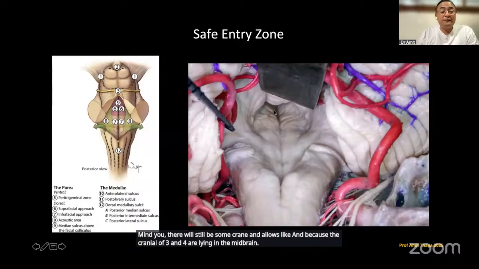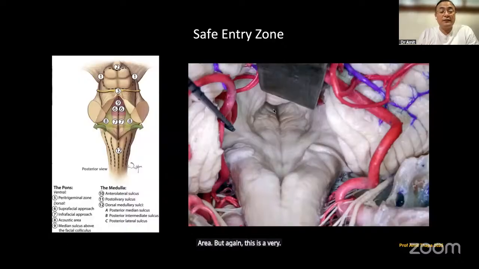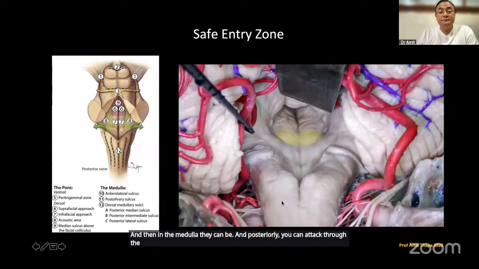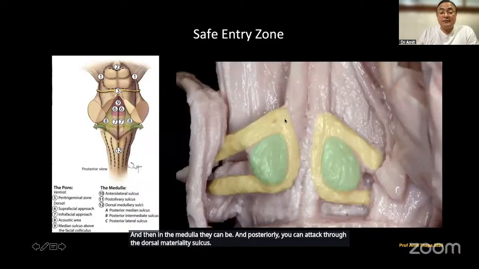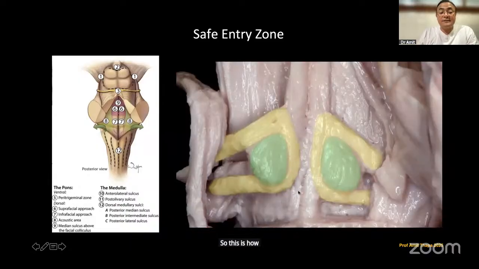This area does not have any significant motor nerve area. But again, this is a very small area to go through, and this is good for only very small lesions. And then in the medulla, posteriorly, you can approach through the dorsal medullary sulcus. So this is how it appears on the fiber dissection methods.